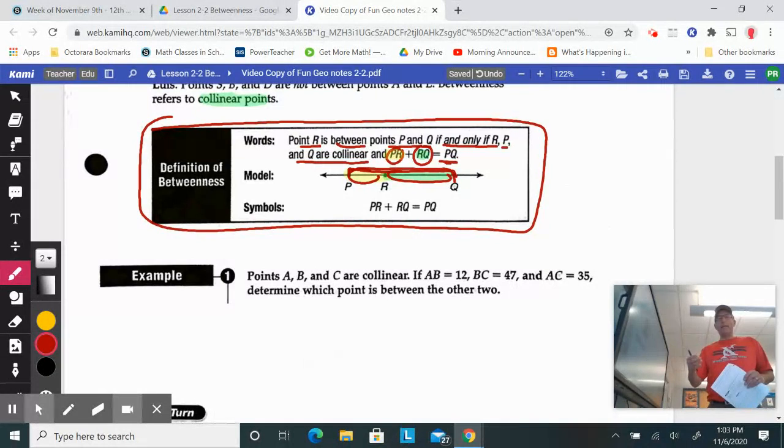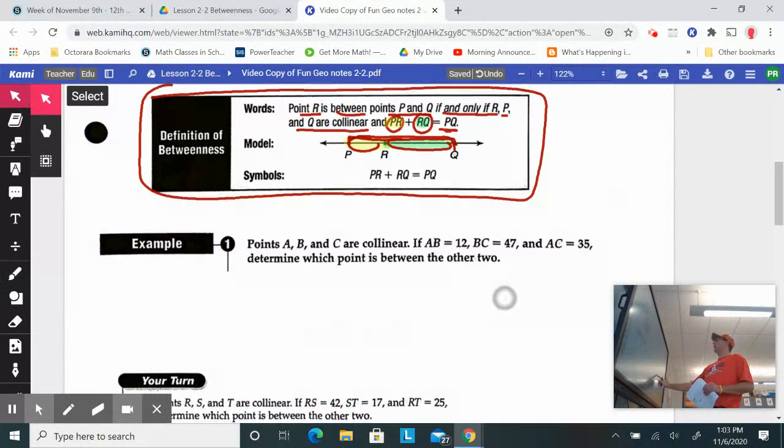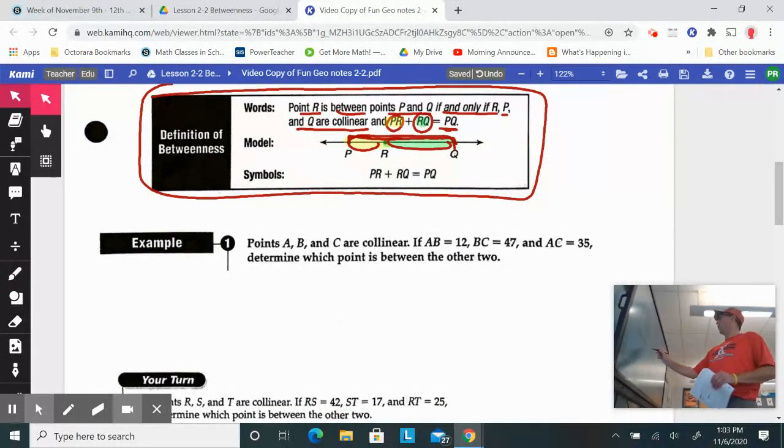Now let's apply that. This is where it gets fun and using our reasoning skills. Let's slide it up. Let's talk about example number 1. Points A, B, and C are collinear. AB is 12, BC is 47, AC is 35. Determine which point is between the other two.